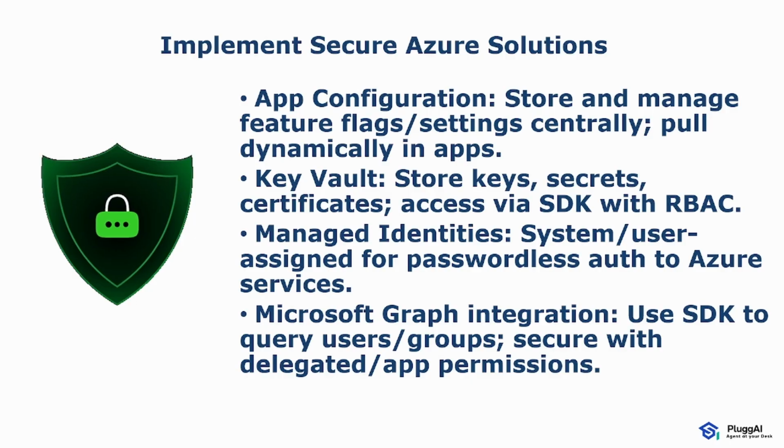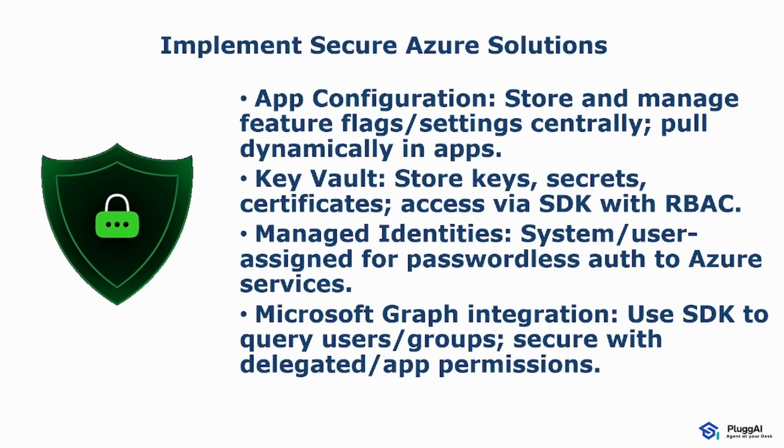Your app service, function, VM, etc. gets an identity in Entra ID. System assigned, tied to resource lifecycle, or user assigned, reusable. Enable it, grant RBAC like Key Vault Secrets User on the vault, boom, your code authenticates passwordless with DefaultAzureCredential. No keys rotating manually.